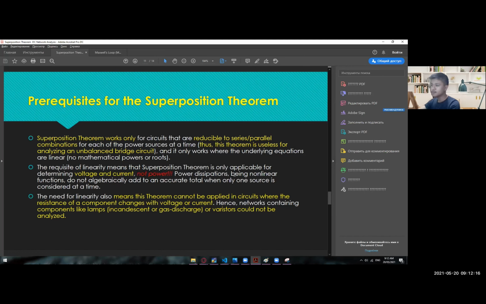Okay, so being nonlinear, functions do not algebraically add to an accurate total when only one source is considered at a time. The need for linearity also means this theorem cannot be applied in circuits where the resistance of a component changes with voltage or current. Hence, networks containing components like lamps, incandescent or gas discharge, or various varistors could not be analyzed. The same with capacitors and inductors. So superposition theorem can only be applied if we have linearity.